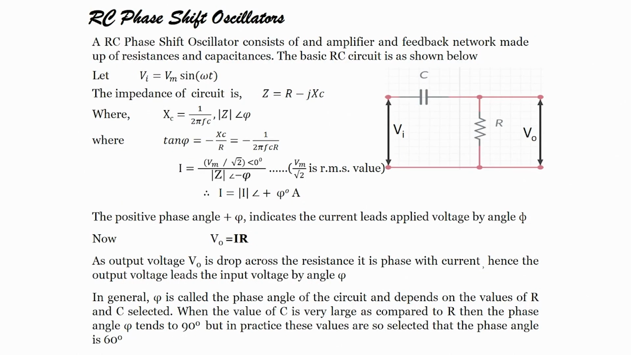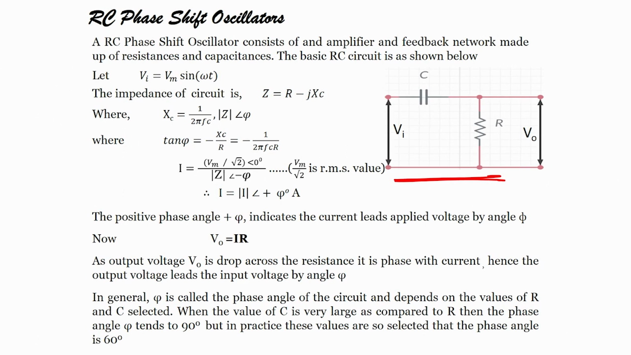Now let us see the first oscillator, that is our RC phase shift oscillator. What are RC phase shift oscillators? An RC phase shift oscillator consists of an amplifier and a feedback network made up of resistors and capacitances. The basic RC circuit is shown here.